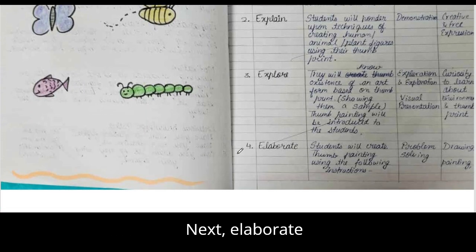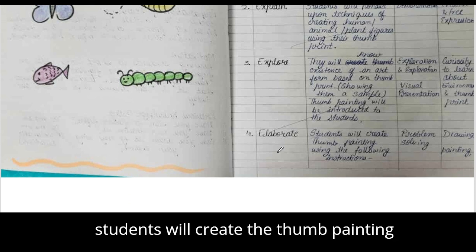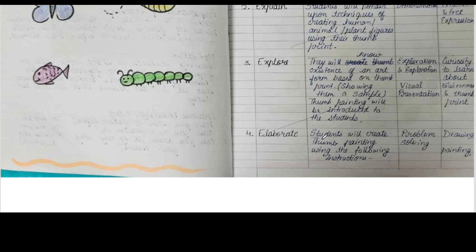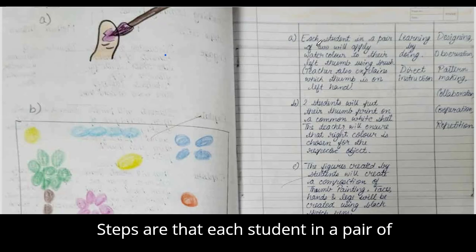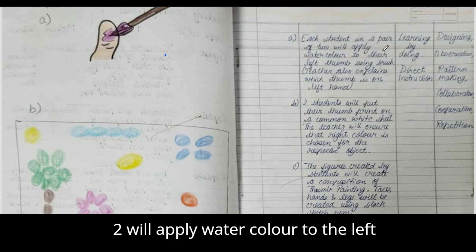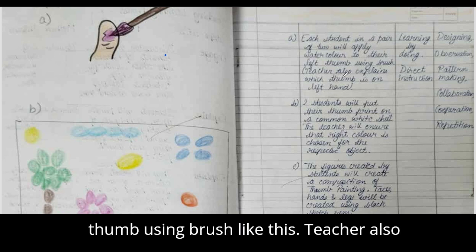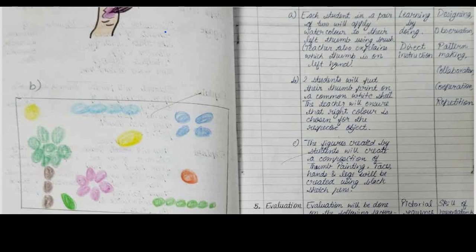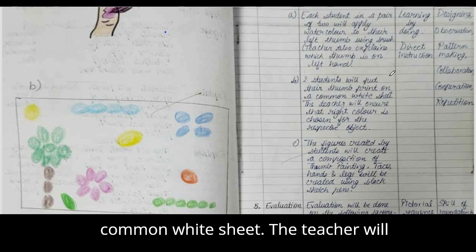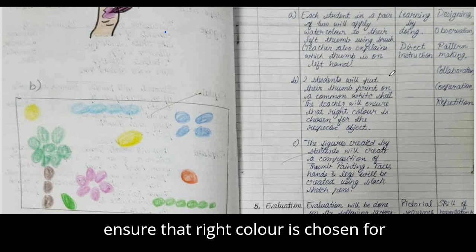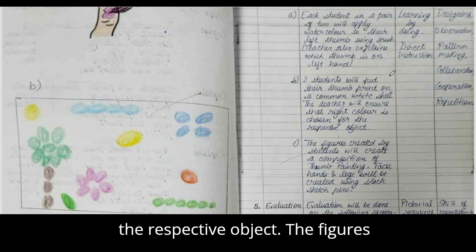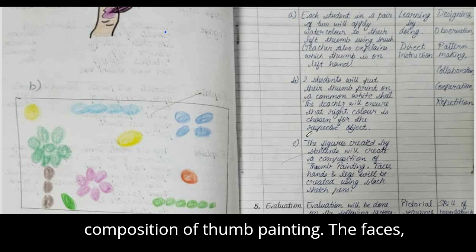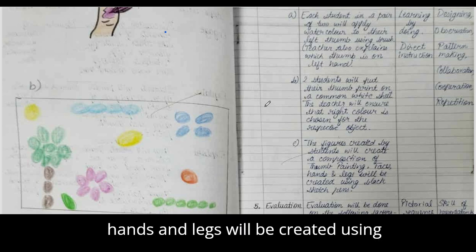Next, elaborate. Students will create the thumb painting using the following instructions. Steps are that each student in a pair of two will apply watercolor to their left thumb using a brush like this. The teacher also explains which thumb is on the left hand. Two students will put their thumbprint on a common white sheet. The teacher will ensure that the right color is chosen for the respective object. The figures created by students will create a composition of thumb painting. The faces, hands, and legs will be created using a black sketch pen.